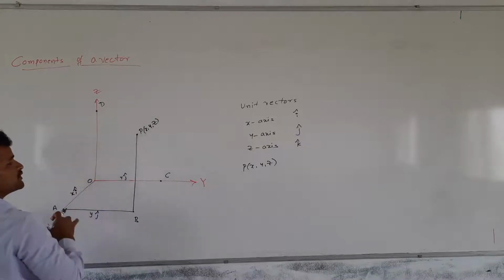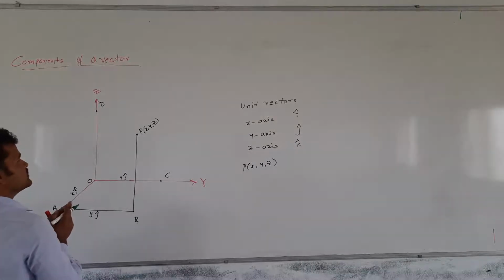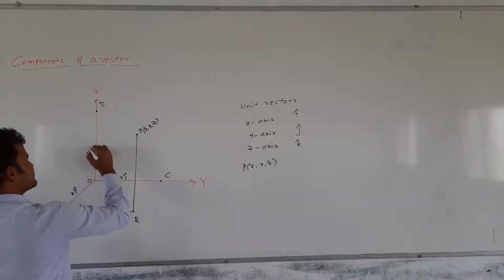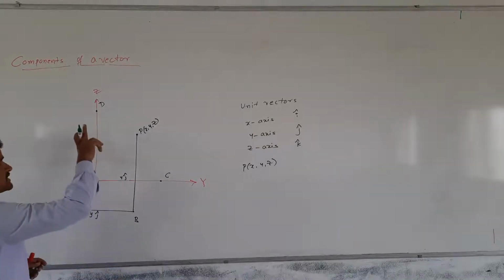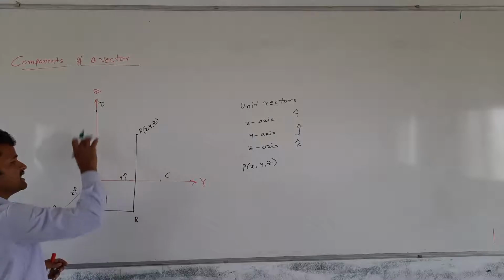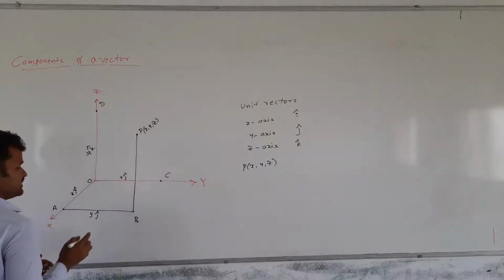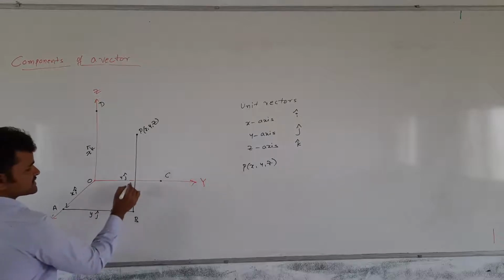And what will be this OD? OD is along the z axis, having z units of length. So this can be written as z into k cap. This OD is parallel to BP. OD is parallel to BP. So you can write the directions also, no problem.